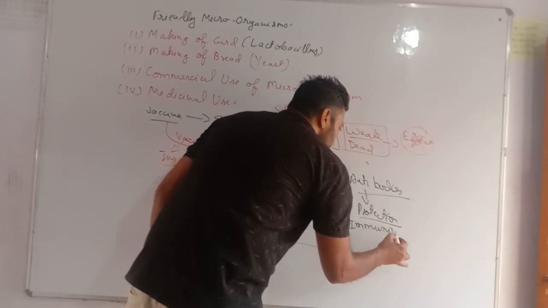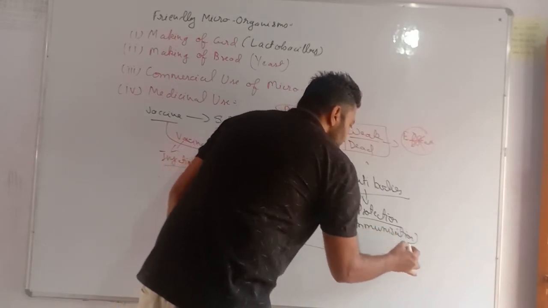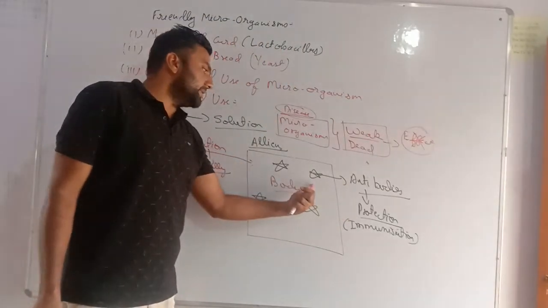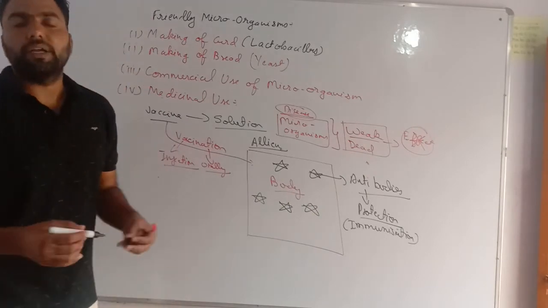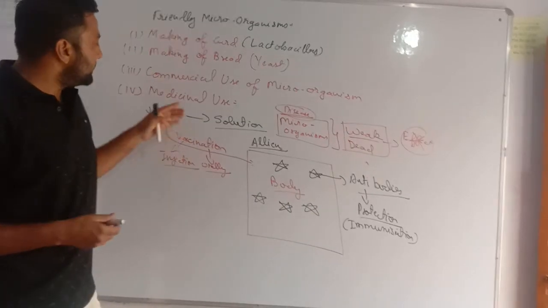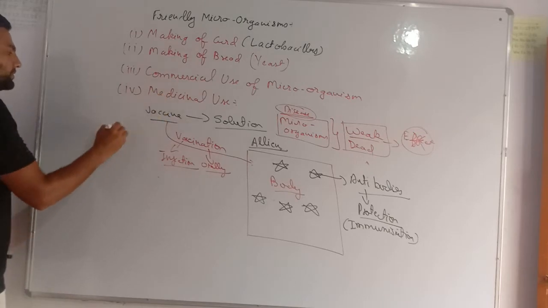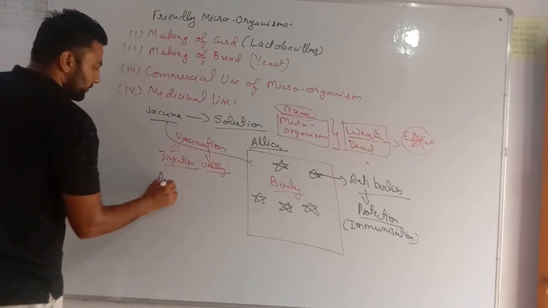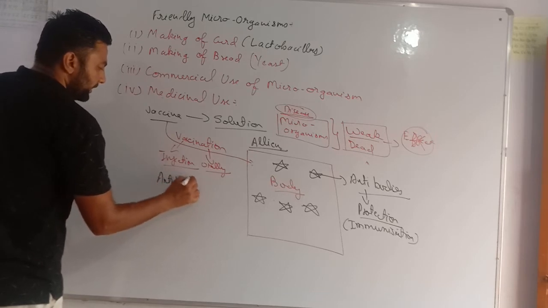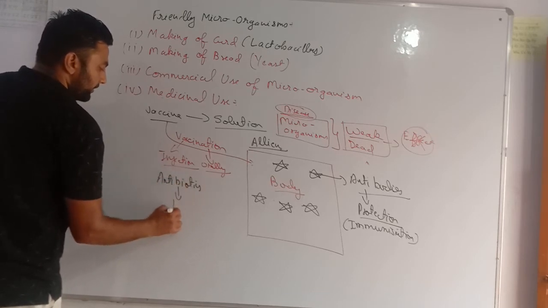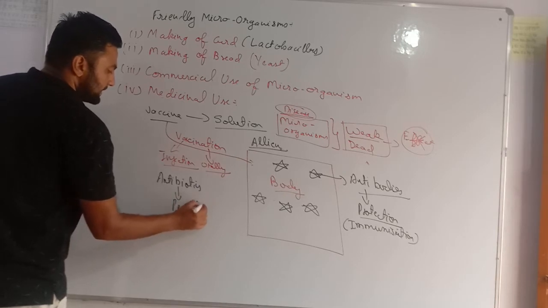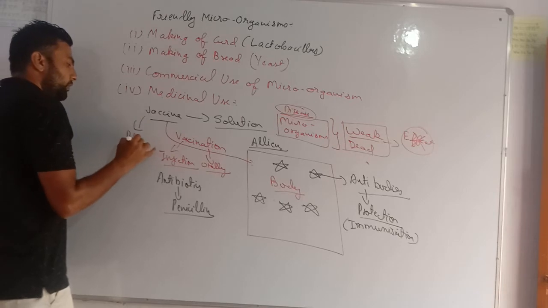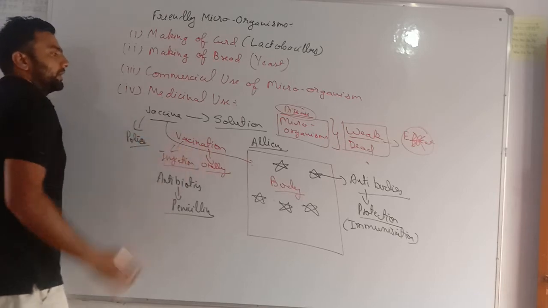What is immunization? The process of generating protection towards any disease is known as immunization. So, my dear students, very important: these are the two concepts of medicinal use. The first one was antibiotics. An example of antibiotics is penicillin, and an example of a vaccine is the polio vaccine that is given orally.